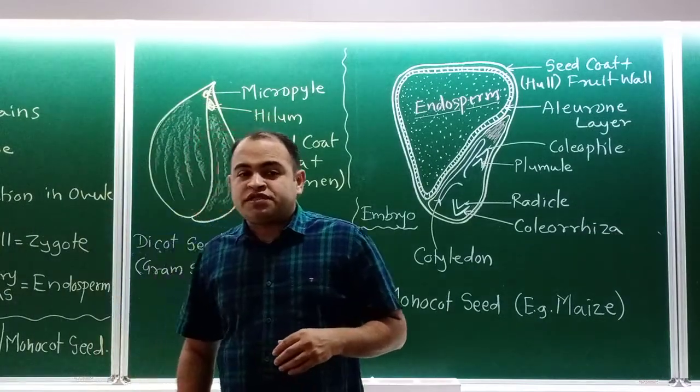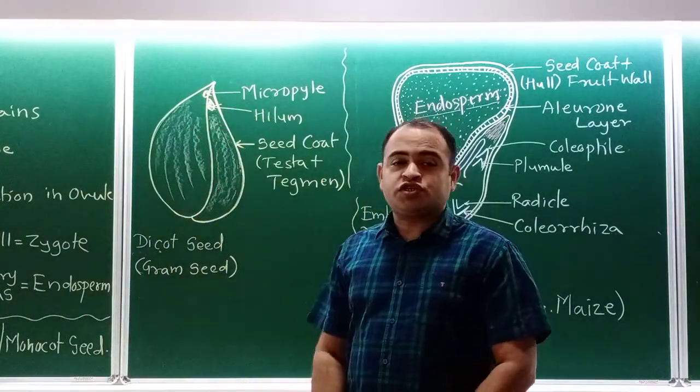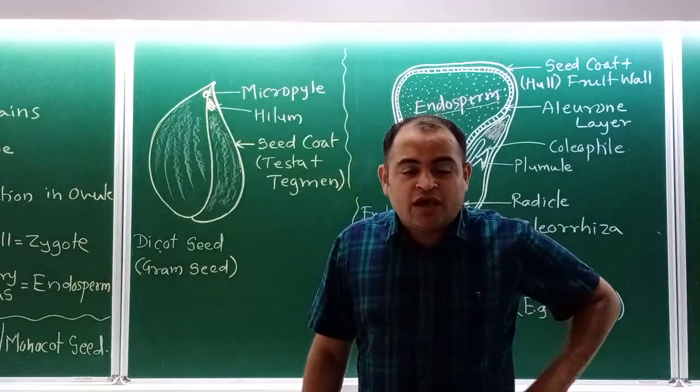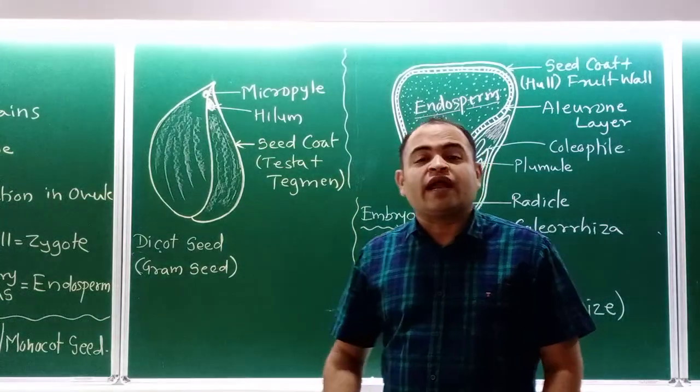Now you need to understand what is dicot structure or dicot seed structure and how it appears externally. For example, we are considering the gram seed.